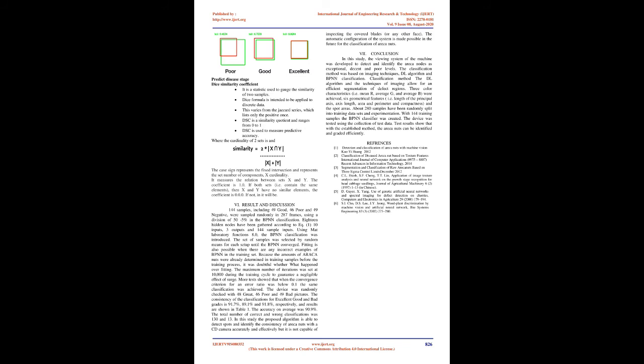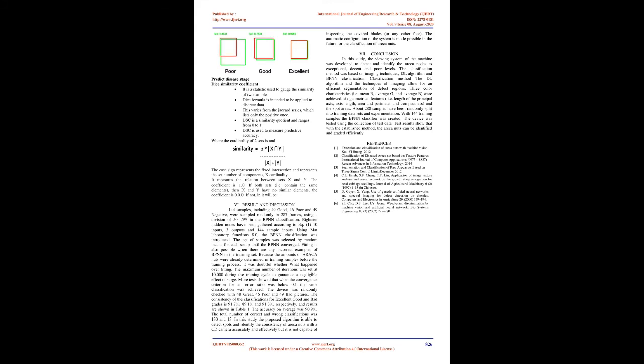Because the grades of Areca nuts were already determined in training samples before the training process, it was doubtful whether overfitting happened. The maximum number of iterations was set at 10,000 during the training cycle to guarantee a negligible effect of overfitting. More tests showed that when the convergence criterion for an error ratio was below 0.1, the same classification was achieved. The device was randomly checked with 48 great, 46 poor and 49 bad pictures. The accuracy of the classifications for excellent, good and bad grades is 91.7%, 89.1%, and 91.8%, respectively, and results are shown in Table 1. The average accuracy was 90.9%.